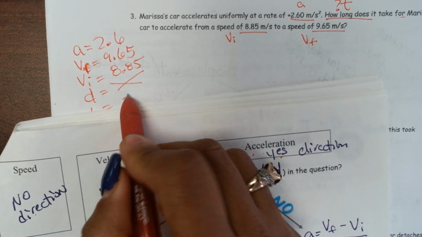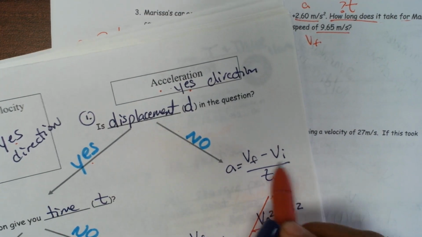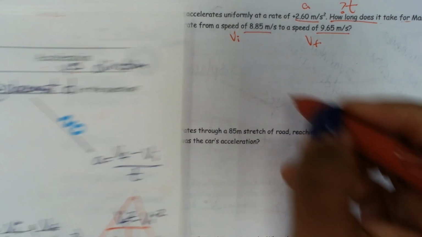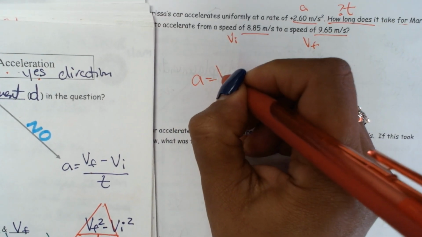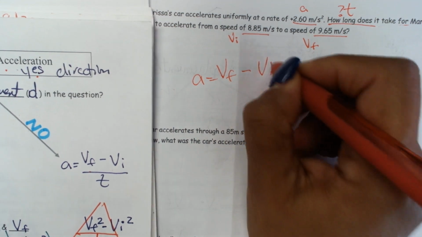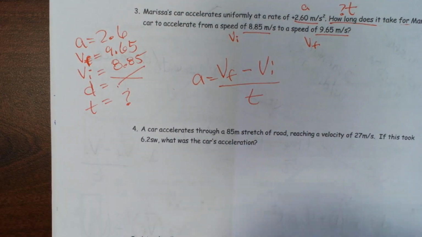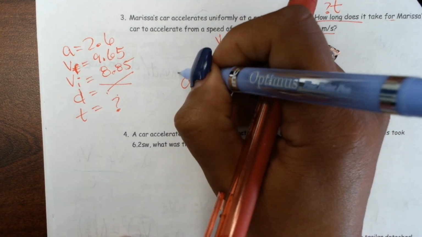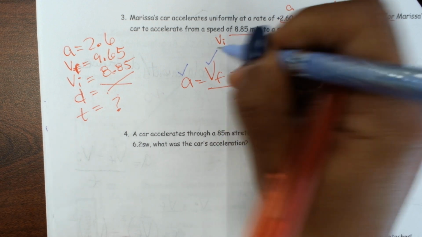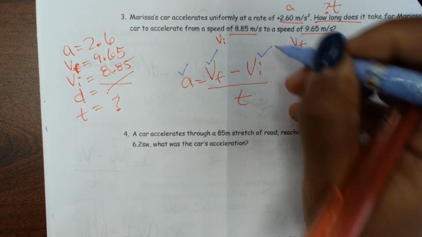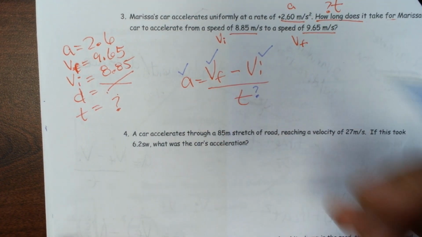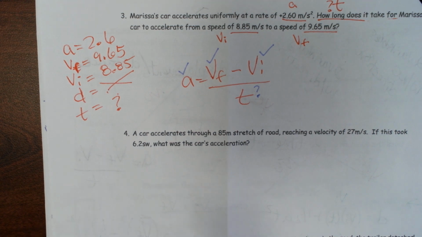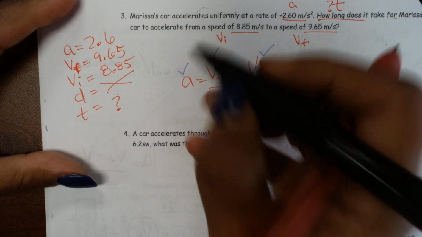And I looked over here, I marked it out, so the answer is no. It tells me let's use this equation: A equals VF minus VI over T. Now, my chart is not perfect, so we want to double check. Was A given to me? Yes. Was VF given to me? Yes. Was VI given? Yes. And was T given to you? Unknown. Since I have all the variables except for one, I can go ahead and algebraically solve for this.